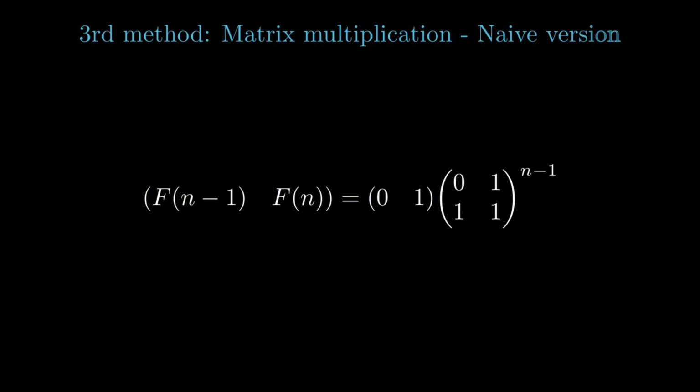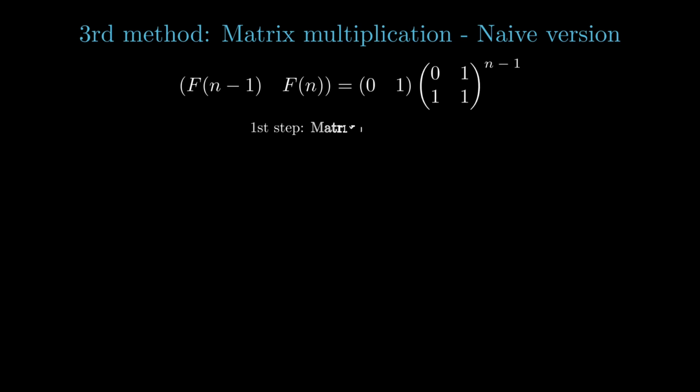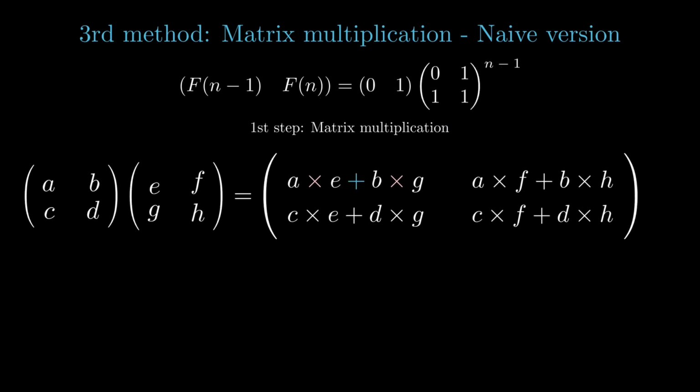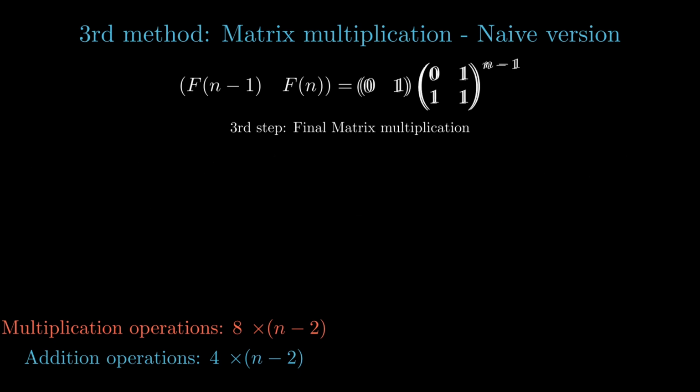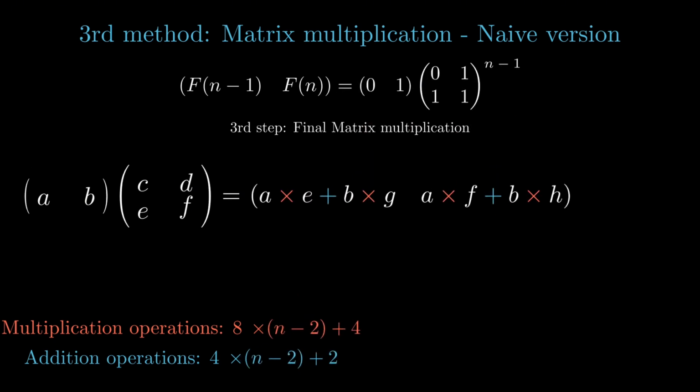Now, let's compute the number of calculations if we use this formula of the third method. Firstly, matrix multiplication. To multiply two matrices together, we need roughly 8 multiplications and 4 additions. Secondly, matrix exponentiation. We have to compute the power of n minus 1, which would take n minus 2 matrix multiplications. Finally, we multiply the matrix, 0, 1, with the resulting matrix, which takes 4 number multiplications and 2 number additions. This means the new method here involves significantly more steps than the second method.